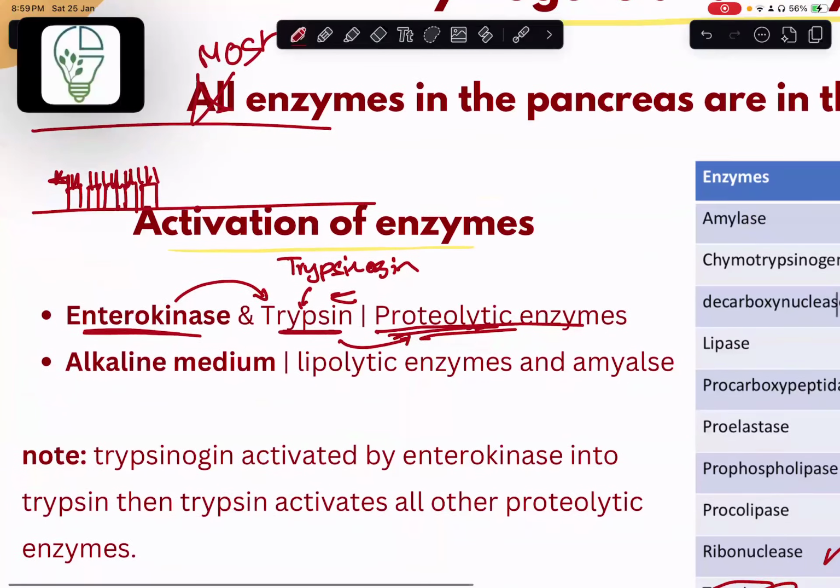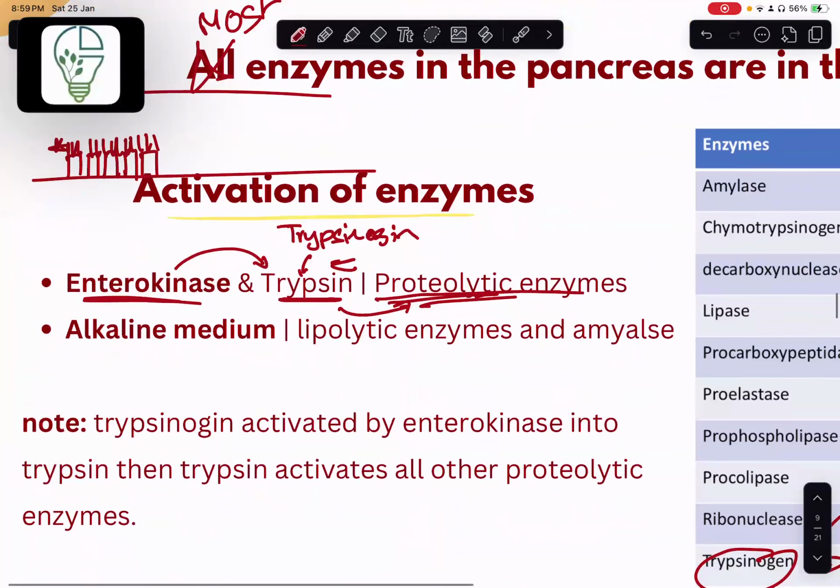The second way is not really activating, it's more of giving the optimum environment for enzymes, and it's through the alkaline medium that we have talked about already. It is used for the lipolytic enzymes, basically lipase, and for amylase. It sets an alkaline environment for them, for the optimum pH, to achieve the best efficiency and best activity of the enzyme.